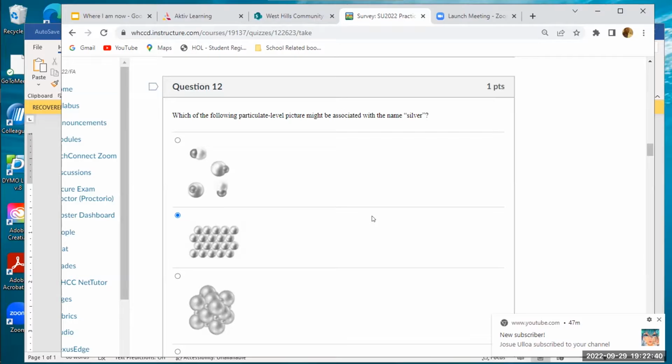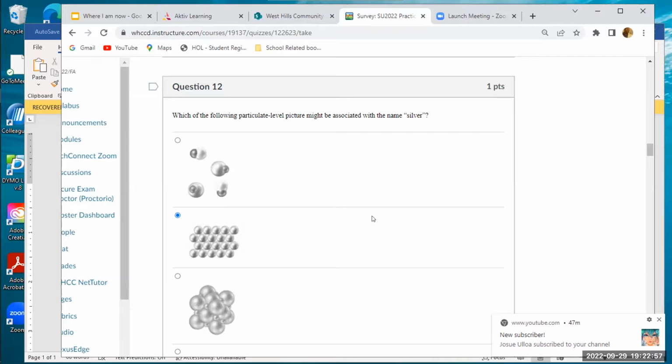Yeah, so if you look at this, each circle represents an element, right? This represents a single element. These are all exactly the same, right? And then they're compacted, so they're nicely together, so that would be a solid. We know that at room temperature, silver is going to be a solid, right?